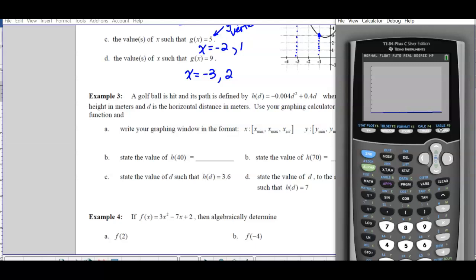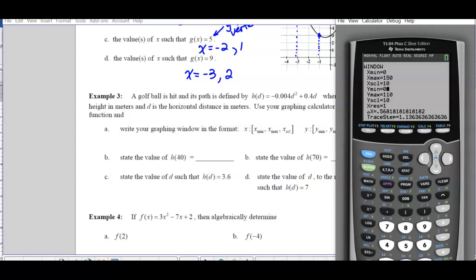So we need to think about this window. Here, we've got a golf ball, and your x value is the horizontal distance. A golf ball sometimes goes like 150 meters or something like that. So I'm going to go from 0 to 150 for right now, just to check it out. And scale doesn't really matter. It'll just look thicker because it'll be trying to do a mark. But in this case, why don't you make it go up by tens?